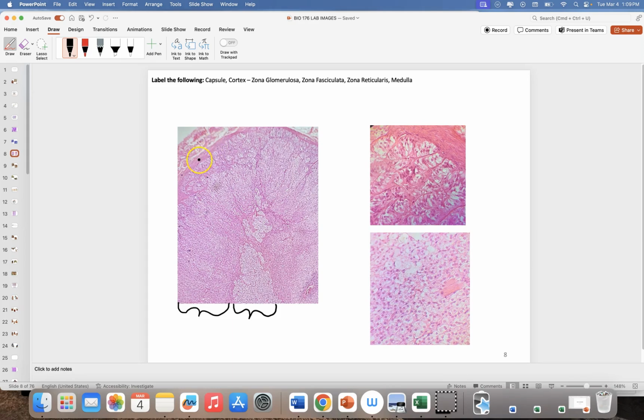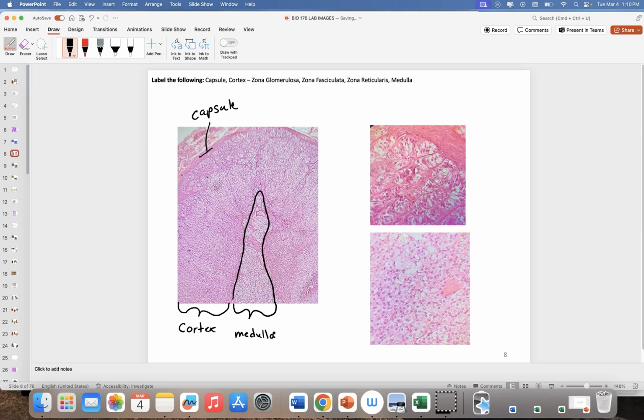The outer covering of the adrenal gland that we can see here, that's going to be known as the capsule. And then below the capsule, we are going to have two layers to the gland. We have an outer cortex. That's going to be this layer that comes all the way around. And then we have this layer in the middle. And the layer in the middle is going to be our medulla.